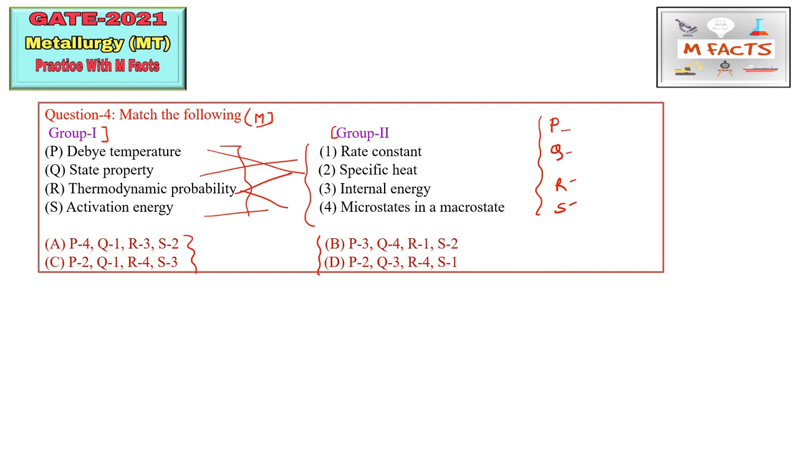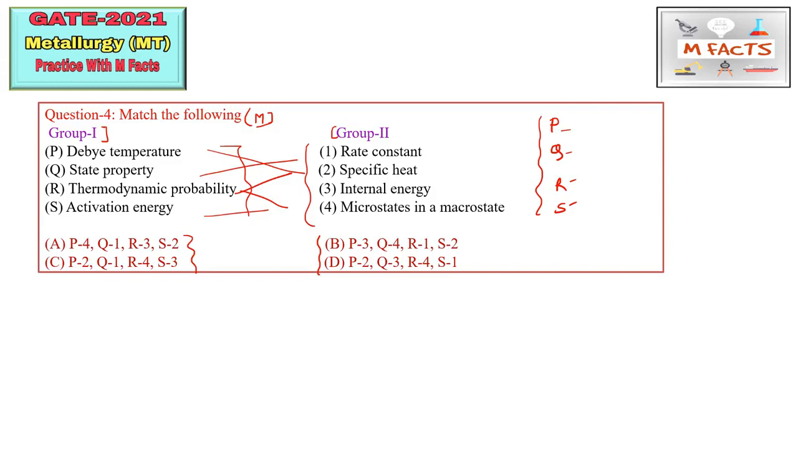Okay, so first of all we will see that P, this is Debye temperature, state property, thermodynamic probability, and activation energy. And here you will see rate constant, specific heat, internal energy, microstates in macrostates. So for this question, you should know what is this Debye temperature. Debye temperature is the highest achievable temperature that can be achieved in a single normal vibration. Okay, so this is the Debye temperature. And what is the role of this Debye temperature?